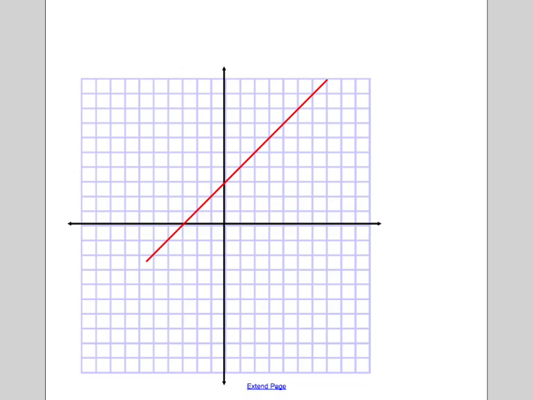Our slope-intercept form is y equals mx plus b. We need to find our m, our slope on this. So I'm going to pick 2 points that this goes through. It goes through this point, and it goes through this point. It actually goes through each one of these points, but those are the 2 I'm picking. Now I'm going to draw my slope triangle.